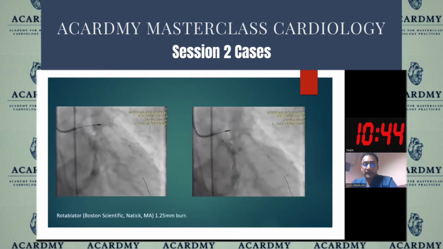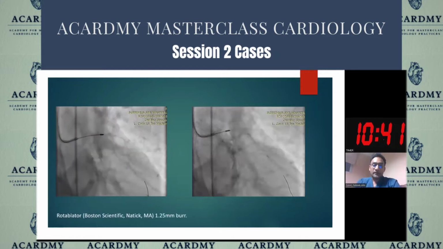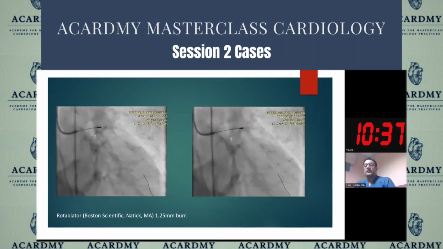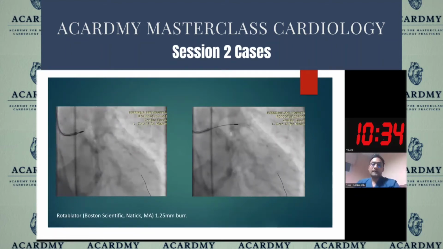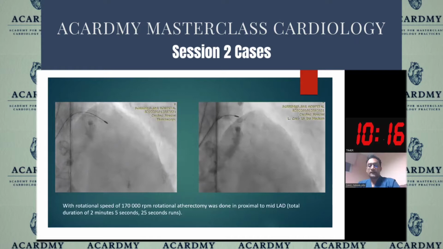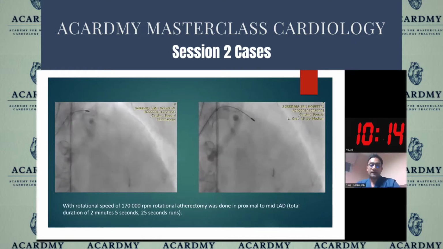Then we started with a 1.25 mm burr, since our 1 mm balloon also didn't cross. Initially, the burr had a problem even in crossing the proximal part of the calcific lesion. With difficulty, it crossed the initial part of the lesion, but again at the mid LAD, we can see a dense calcium, and it was of great difficulty for the burr to cross that part of the lesion. So in total, we used 2 minutes 5 seconds of the 1.25 mm Rota burr at 170 RPM, and each run was around 25 seconds.